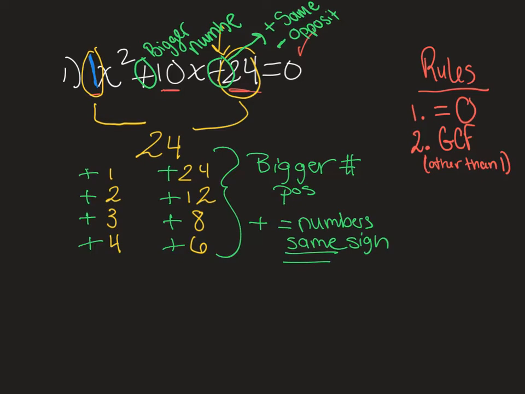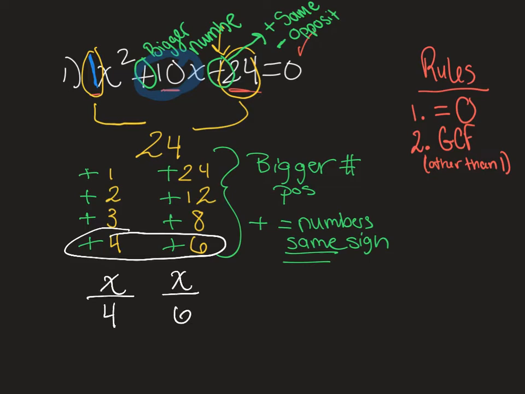And then we're looking for our magic pair. Our magic pair is going to be the pair that adds up to my 10 right here. I need to add up to 10. So who's my magic pair? My magic pair right here is 4 and 6. So we're going to do an x over my positive 4. We're going to do an x over my positive 6. These bottom two denominators came from my magic pair up here.